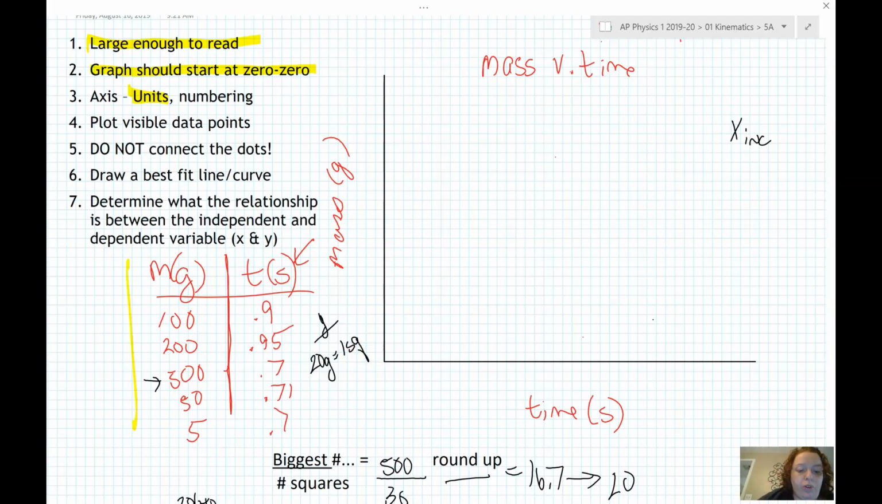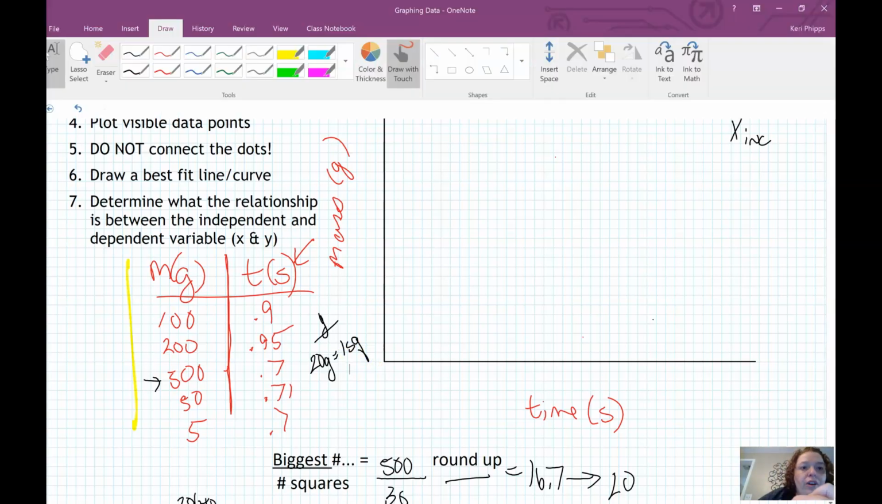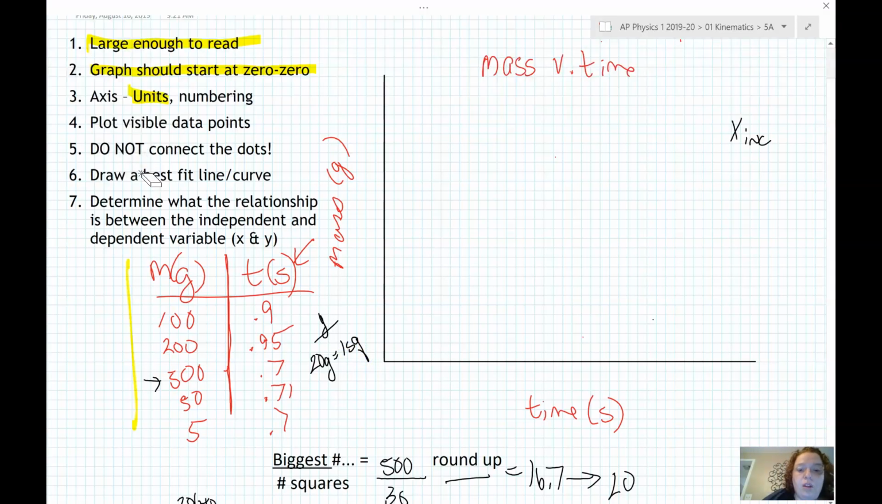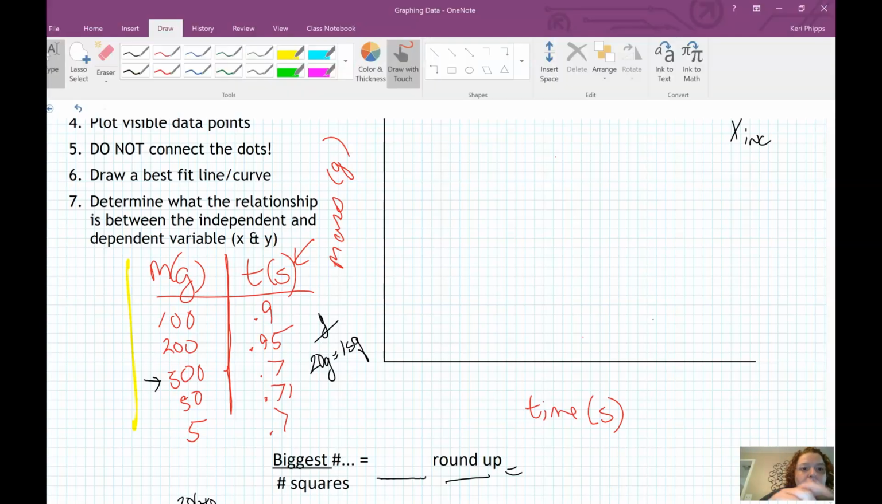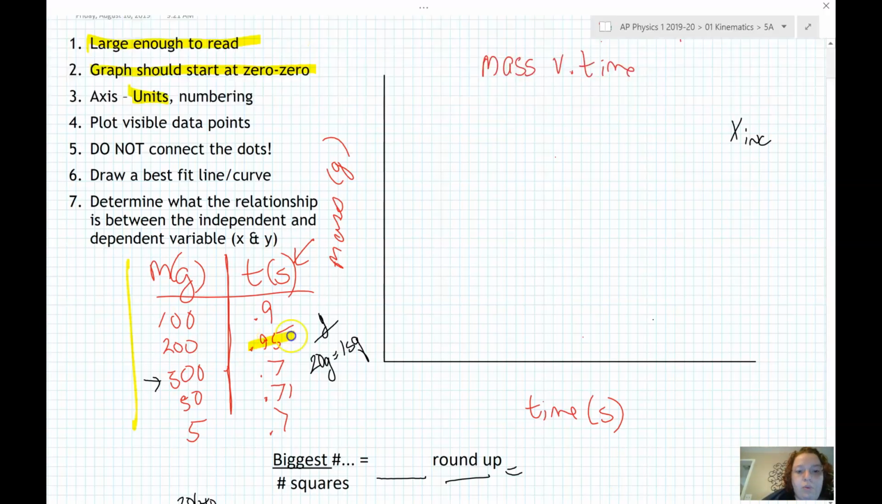Now let's do the other side, our x. Over here, my biggest value is 0.95. So the 0.95 goes on top. We're going to divide that by 40. So 0.95 divided by 40 is 0.024.